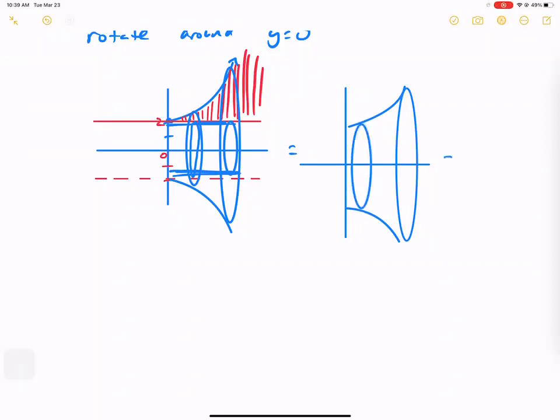Hey, and we're going to minus the toilet paper roll here. Okay, we're going to minus the big shape from the small shape.